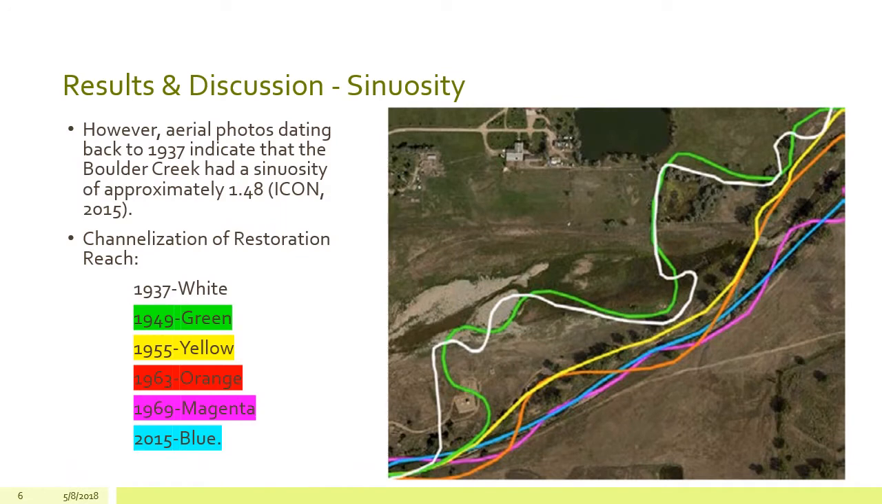However, aerial photos dating back to 1937 indicate that the Boulder Creek had a sinuosity of approximately 1.48. That's a pretty big difference. Channelization of Restoration Reach is shown in the image to the right. The white line represents the stream path in 1937, green 1949, yellow 1955, orange 1963, magenta 1969, and blue, which is what it is currently, is 2015. And you can see that the stream has been extremely channelized over time.